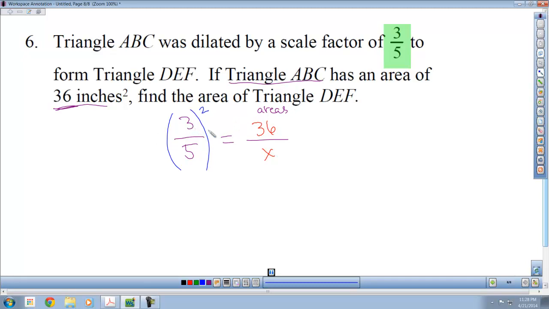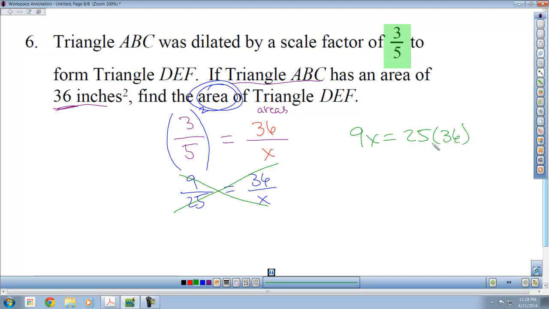Okay, so once we've made this adjustment, because we are working with area, by squaring the ratio, the scale factor, we can just do the algebra. So how about 3 squared? That would be 9. 5 squared would be 25, is equal to 36 over x. Now that we've done the squaring, we can do our cross multiplication. So we get what? 9x equals 25 times 36. Let me get my calculator out.